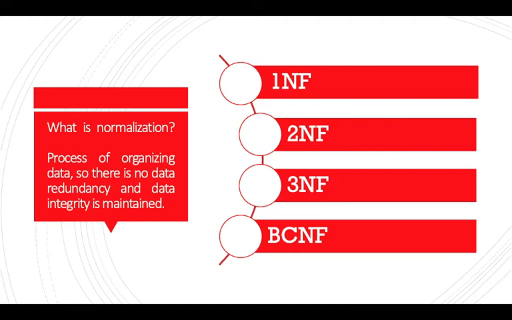So what is normalization? It is simply the process of organizing data in the database so that there is no data redundancy. What is that? That is repetition of data in a relation and the data integrity is also maintained. How we can achieve that? There are various normal forms like 1NF, 2NF, 3NF and BCNF. The motive for all of them is the same, that is dividing larger tables into smaller tables and linking them. So in this video, we are going to cover 1NF and 2NF.